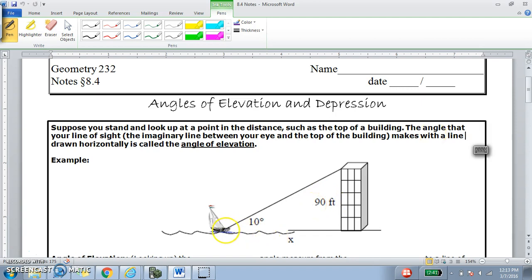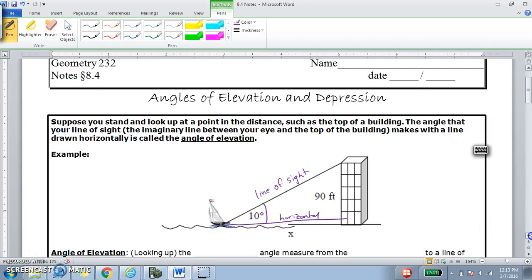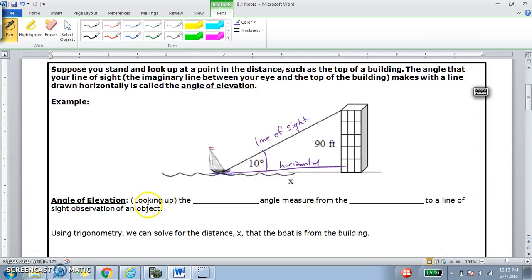So the angle that you draw from your line of sight, so if you're on the boat right here, you can have an imaginary line from your line of sight to the top of the building. This is called our line of sight. And the angle measured from a horizontal line, so you're down here on the boat, if you have an imaginary horizontal line, the angle from that horizontal line up to your line of sight is what we call an angle of elevation. So an angle of elevation is when you're looking up.